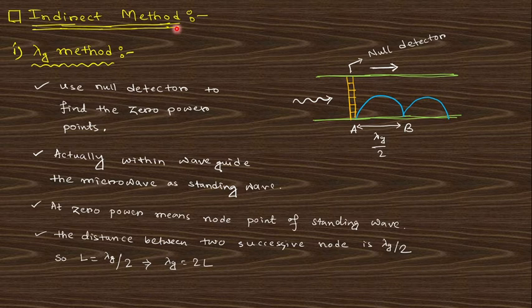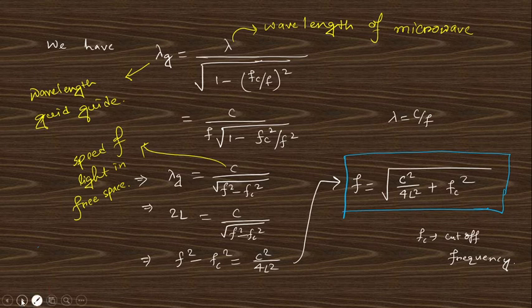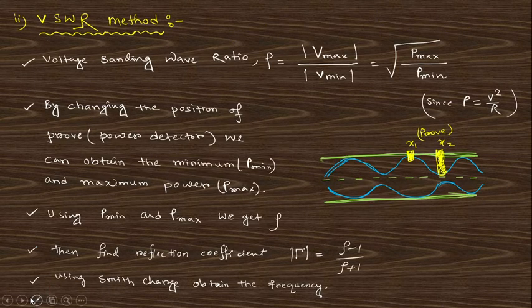We did not find the frequency directly. We find the length directly and then calculate the frequency using this formula. Clear? I think it is clear about the indirect method, the lambda g method, to find the frequency of the incident microwave. Next one is the VSWR method, voltage standing wave ratio.